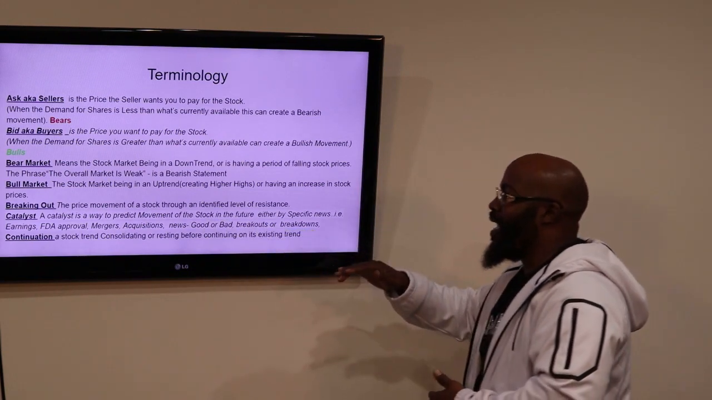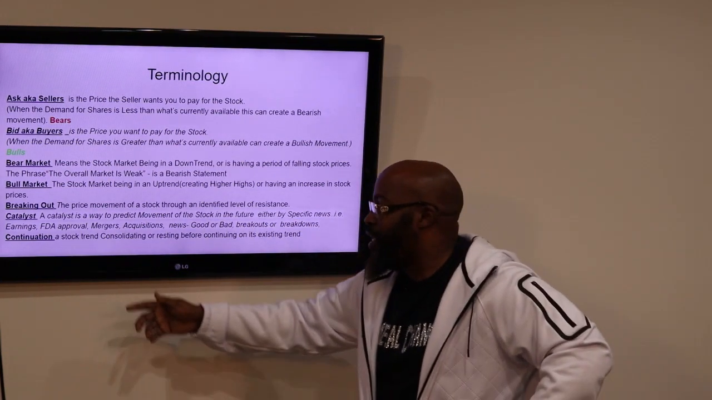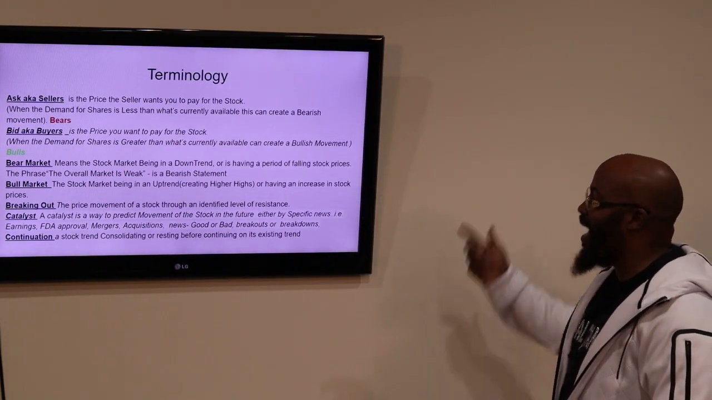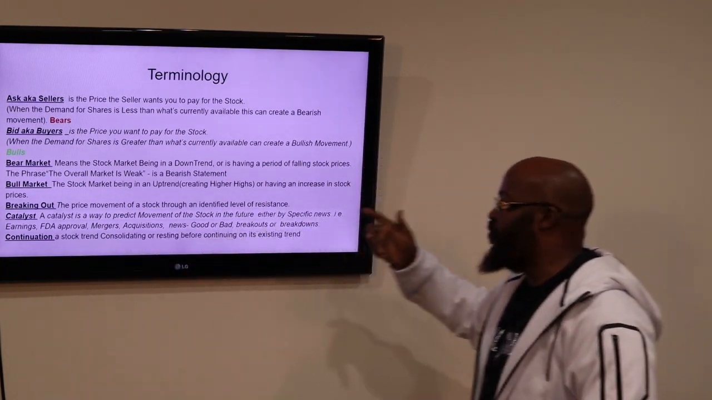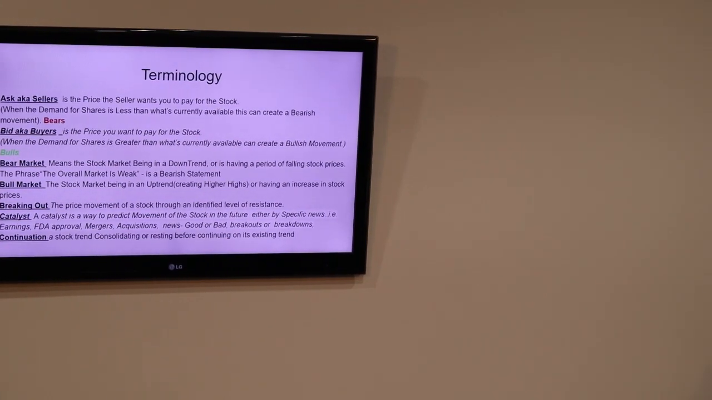Breaking out through an identified level of resistance. A catalyst is the way to predict a move in the market because something has happened. Some kind of news, some kind of earnings, FDA approvals, mergers, good news, bad news. Continuation is when a stock is going one way, consolidates or rests, and then continues on that way.